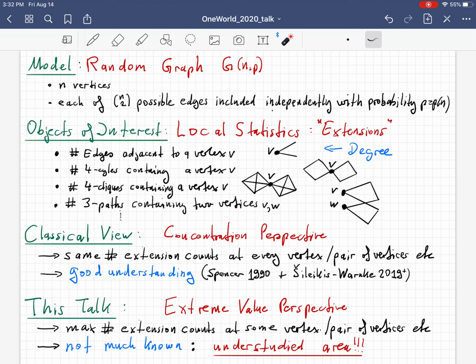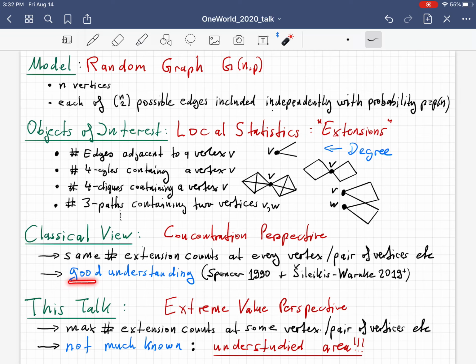The classical perspective that is very useful in random graph theory, I would say, is the concentration perspective. We want to ensure that, for example, every vertex has approximately the same degree, or in general that every pair of vertices is in the same number of paths, and so on and so forth. So this is some kind of concentration view. We want, no matter where we look, things can be extended in the same number of ways.